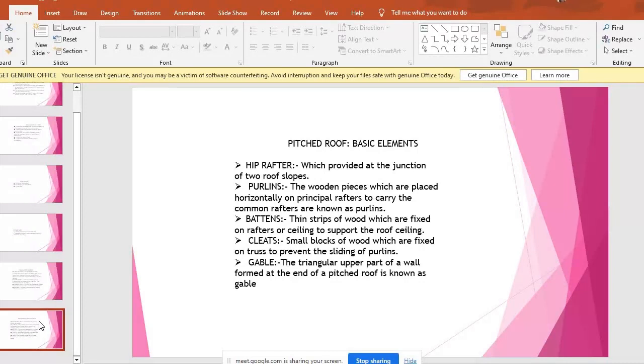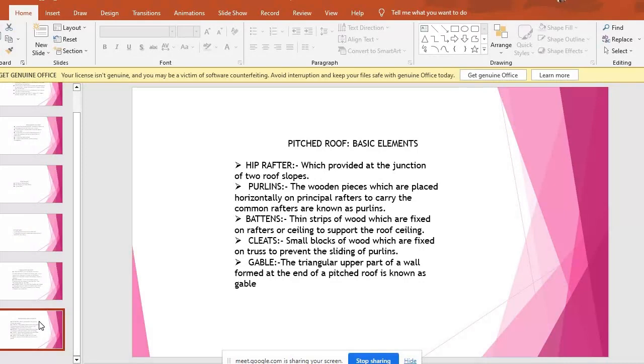So we have the first one as the basic elements of a roof. So mostly there are various types of roofs, and as you have just said, in the pitched roof we have the hip rafter. That is, these are rafters joined together to give a slope on both sides. That is to give the design structure of a pitched roof.